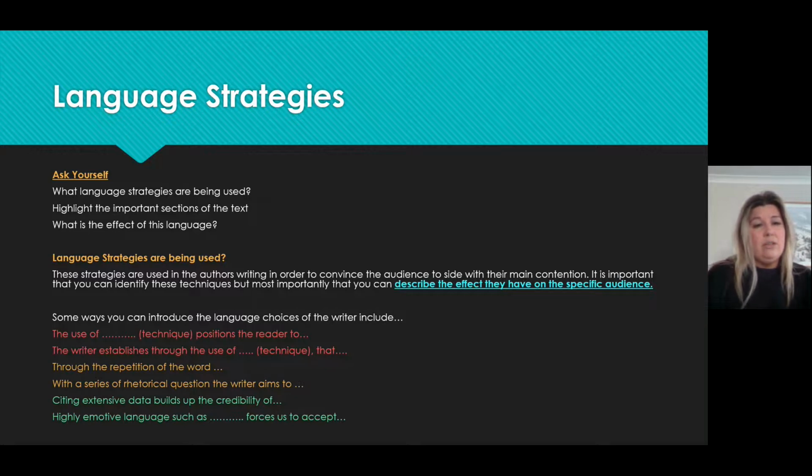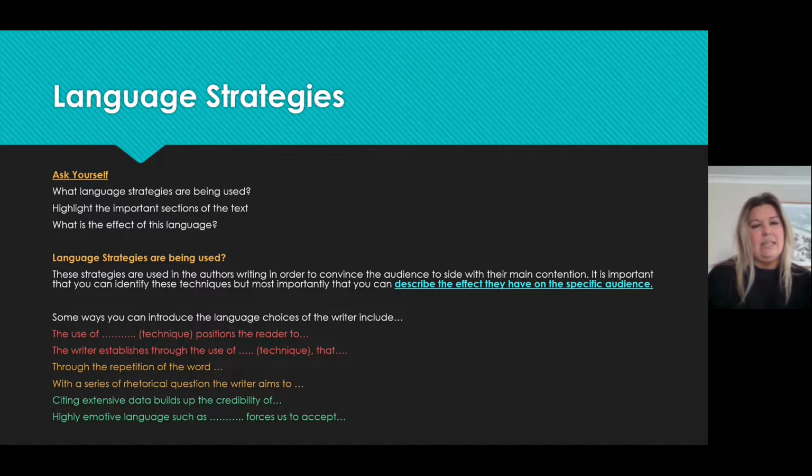So these strategies are used by the author in their writing in order to convince the audience to side with their main contention. It's important that you can identify different techniques, but most importantly, that once you've identified the technique, you can describe the effect they have on a, again, specific audience.